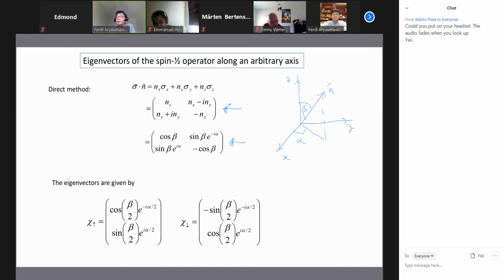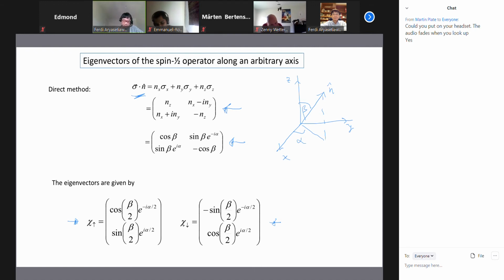And then all we have to do is just diagonalize this matrix. That gives me 2 eigenvectors: the up one with eigenvalue plus 1/2 h bar, and this one with minus 1/2 h bar. So that's a direct way of figuring out the eigenvectors of the spin operator along an arbitrary axis. Just take the spin operator along that direction and then diagonalize the matrix.